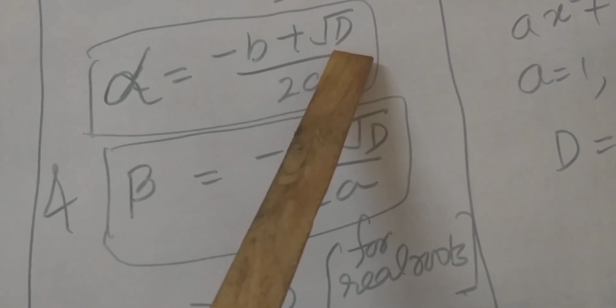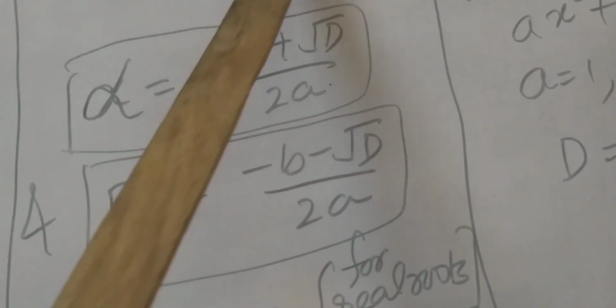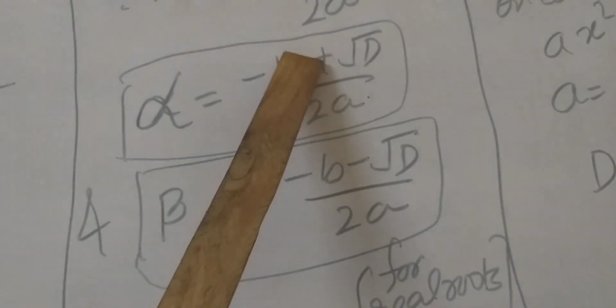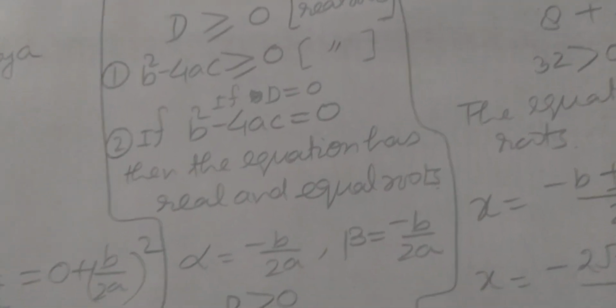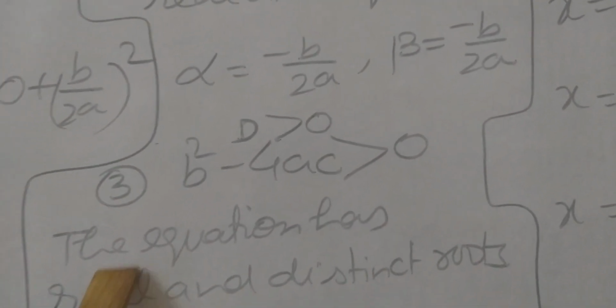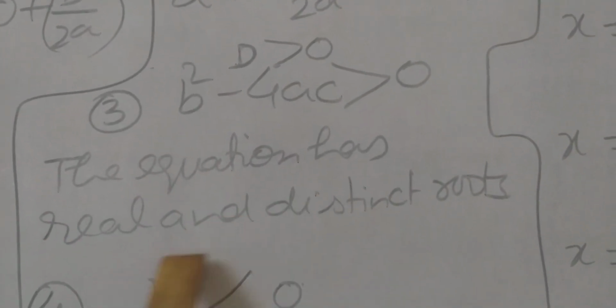Because suppose the value of D is 16, so here what will come? Plus minus 4. One time we have to take plus 4, one time we have to take minus 4, then both roots are different. That's why b square minus 4ac greater than 0, then the equation has real and distinct roots.